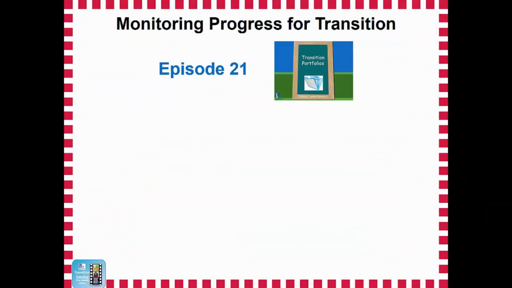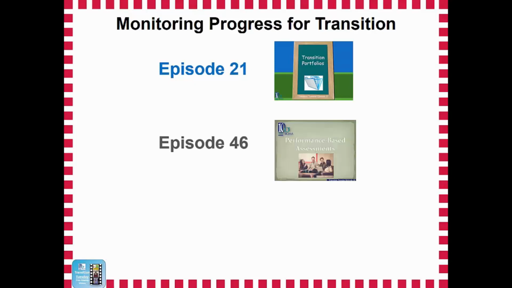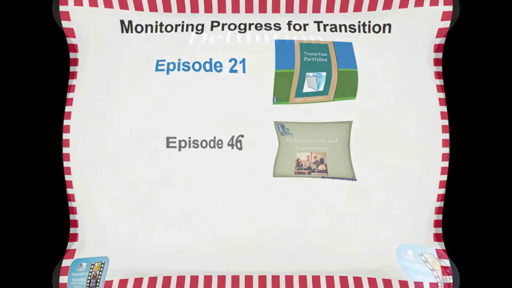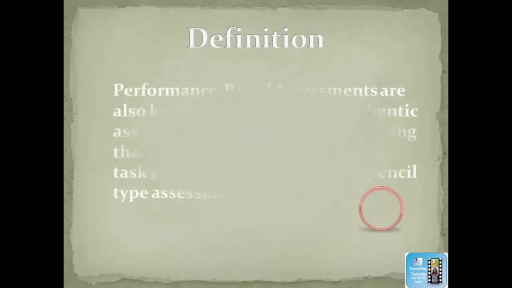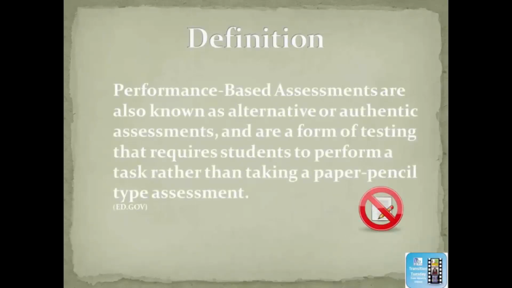10 Sigma's second top strategy is performance assessments, which is explained in Transition Tuesday, episode 46. Performance-based assessments can be defined as alternative or authentic assessments and are a form of testing that requires students to perform a task rather than taking a paper-pencil type assessment.